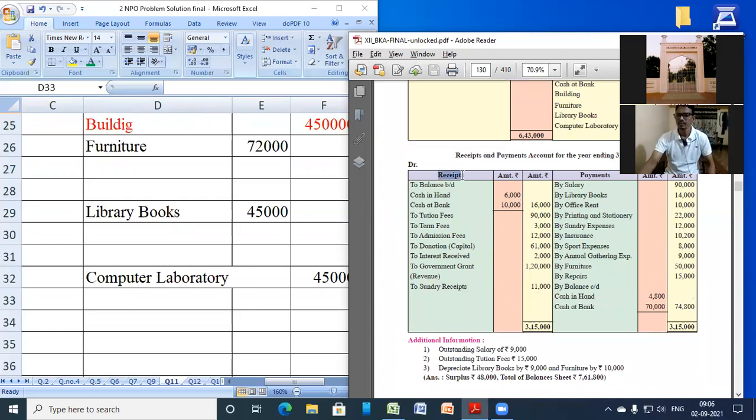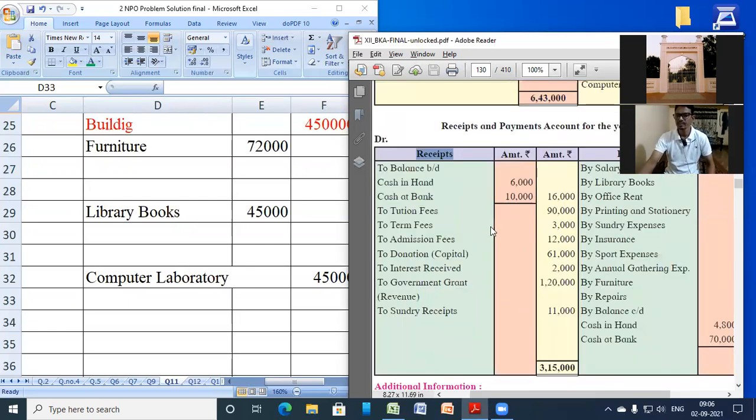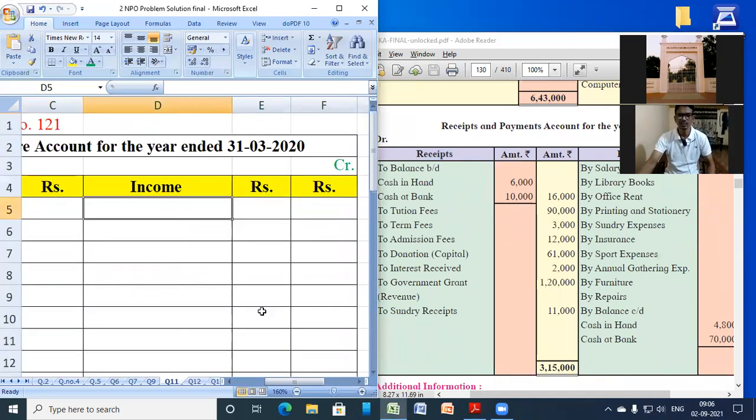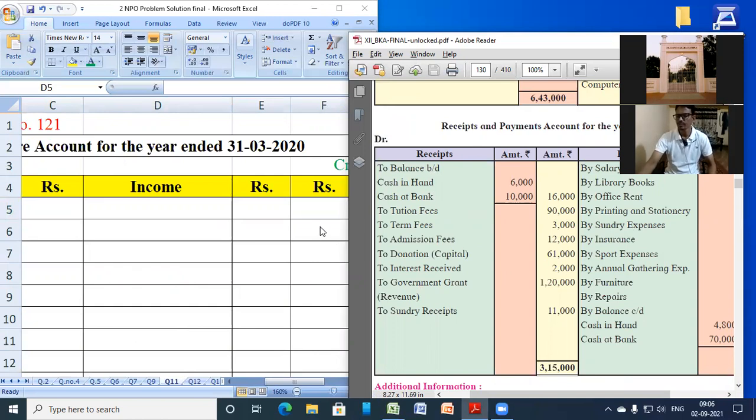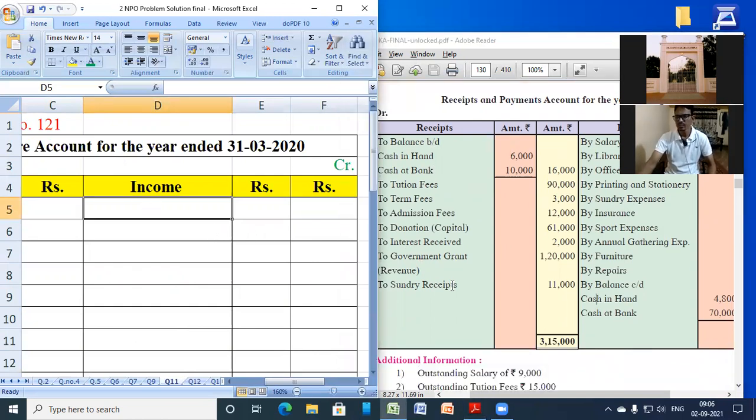Now we will transfer this receipt and payment. In the previous session, we have seen that we are cross transferring, meaning this debit side, receipt side is the income side for us. So we will transfer it on the income side. The old balance we leave, after that cash and bank balance is not taken, the closing balance is taken, after that tuition fees. So we have adjustments, one is on tuition fees, the other is on salary. So first tuition fees, by tuition fees, the amount is rupees 90,000, inner column due to adjustment, then term fees.